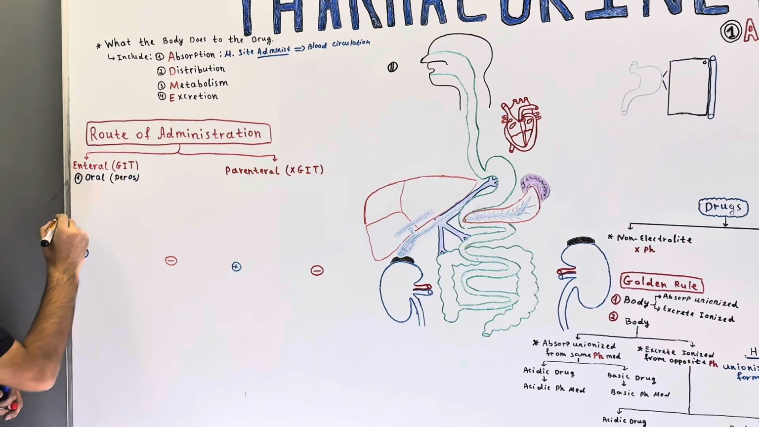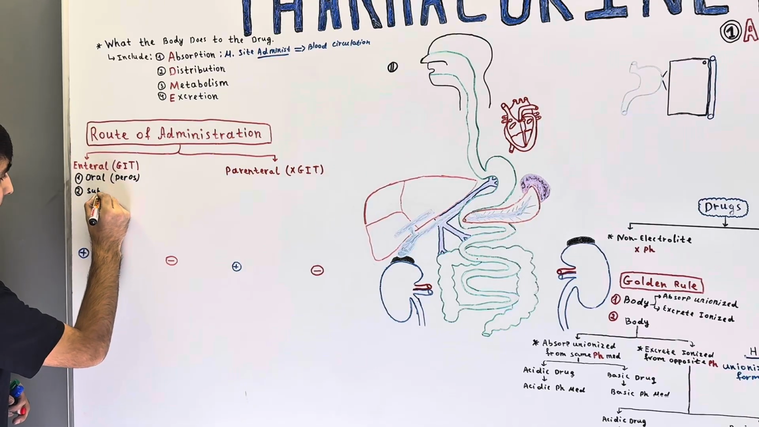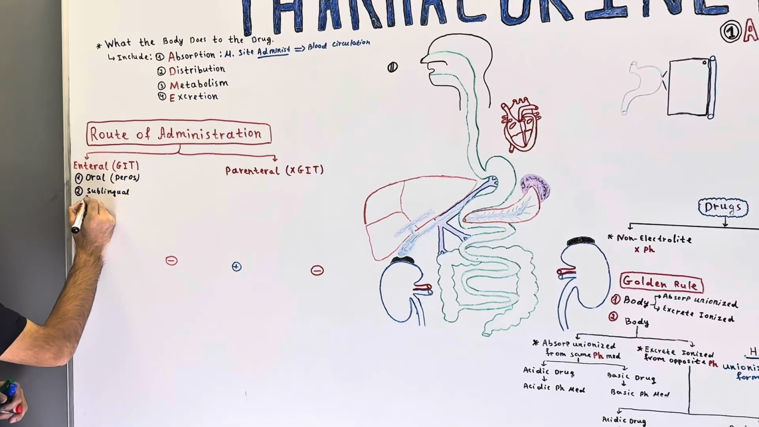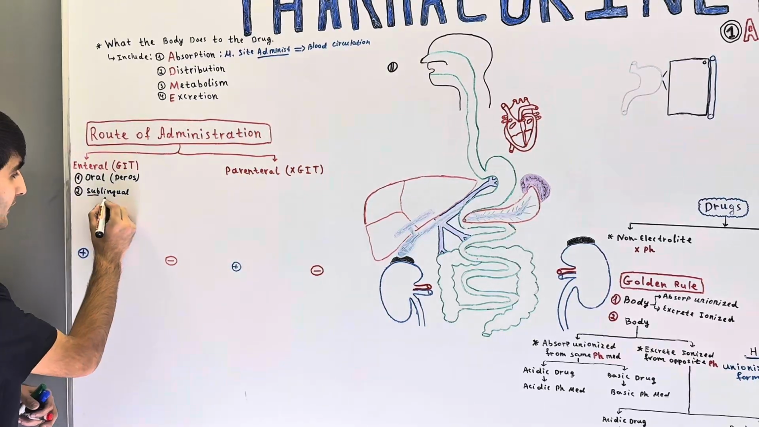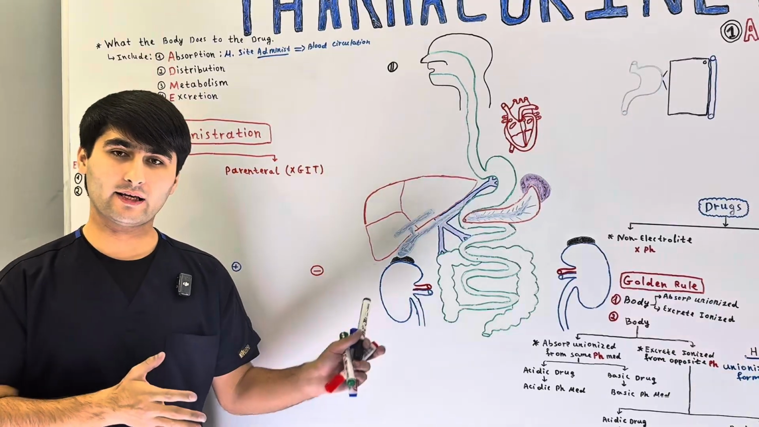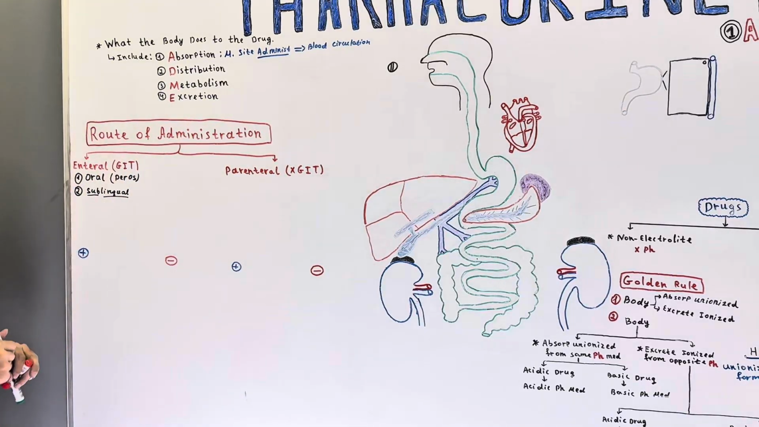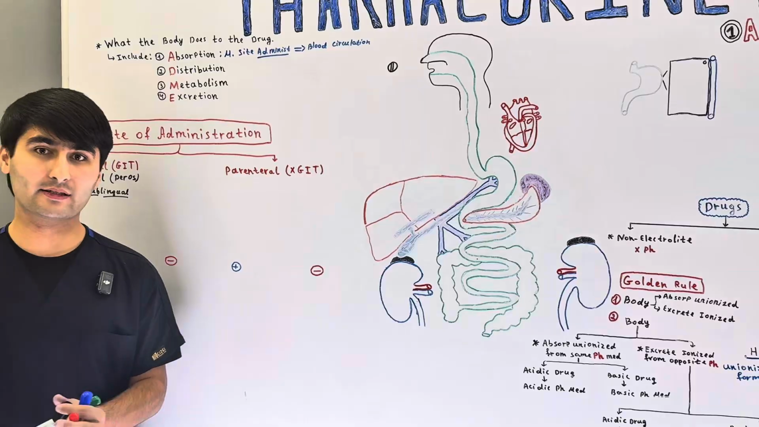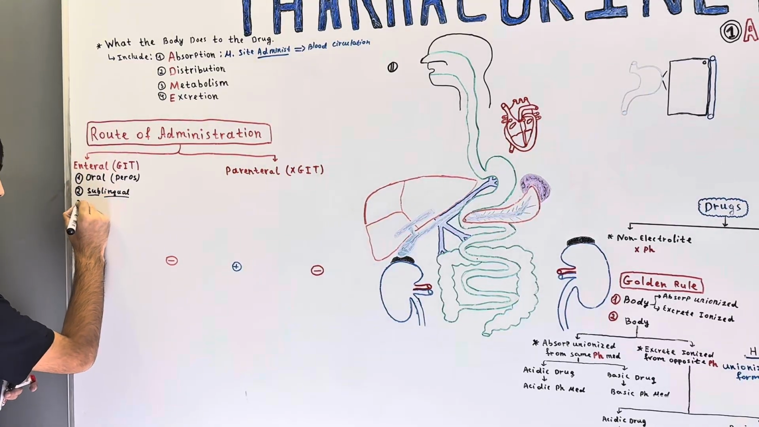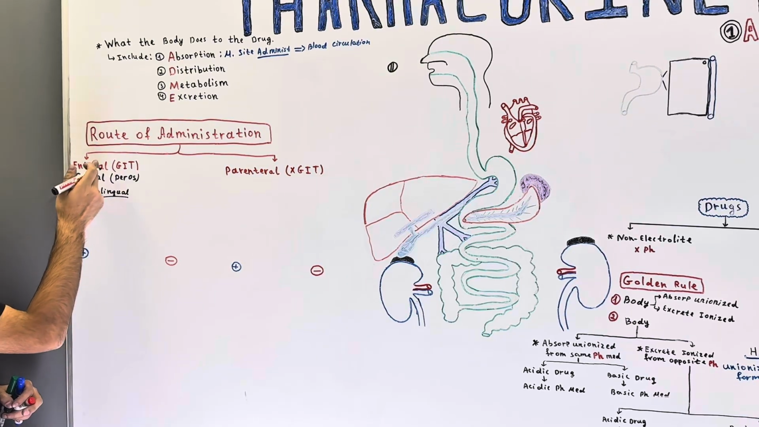The second type of enteral administration is sublingual administration. Sublingual means under, and lingual means the tongue. So the drug is put under the tongue, and from there it is absorbed by the local circulation. For example, nitroglycerin is a drug put under the tongue, and from there it is absorbed by the local circulation. It was the second. Now let's go to the third type of enteral administration.